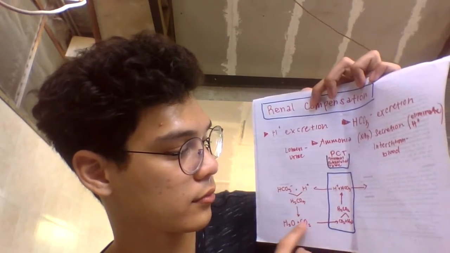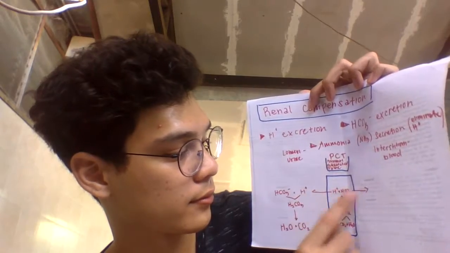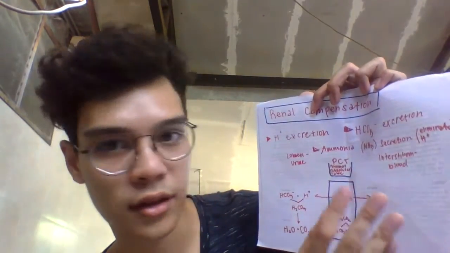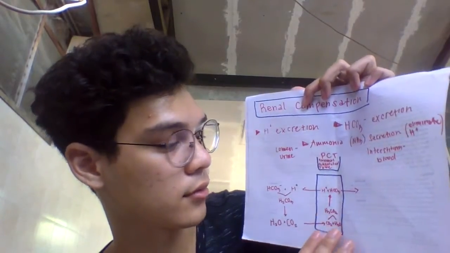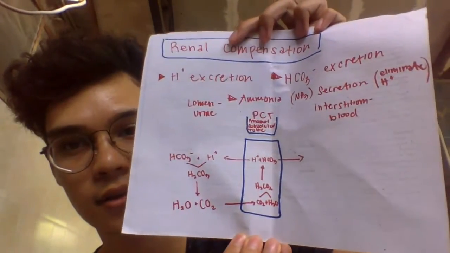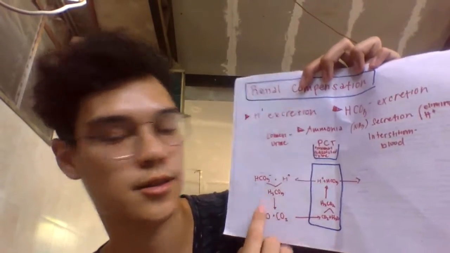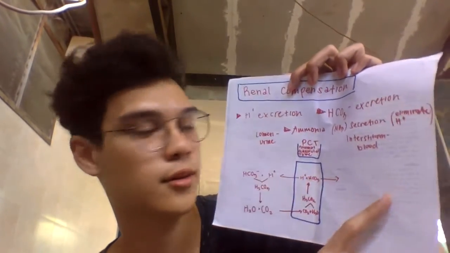So if it's secreted, the blood becomes more basic. That's the diagram here. This one secretes, and this one goes here.